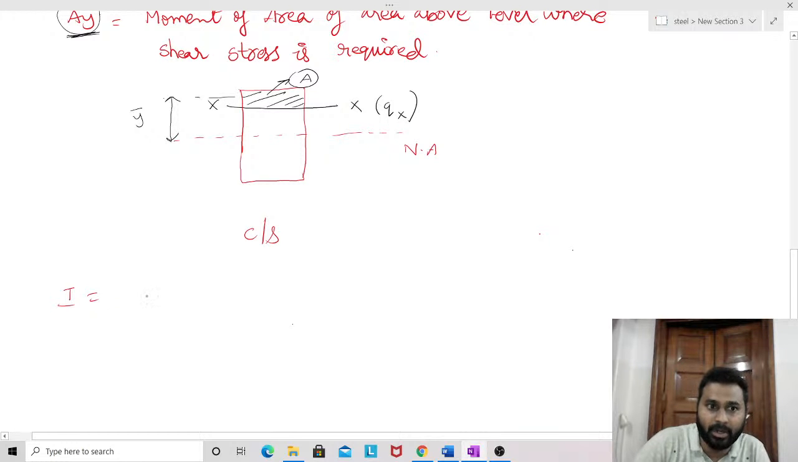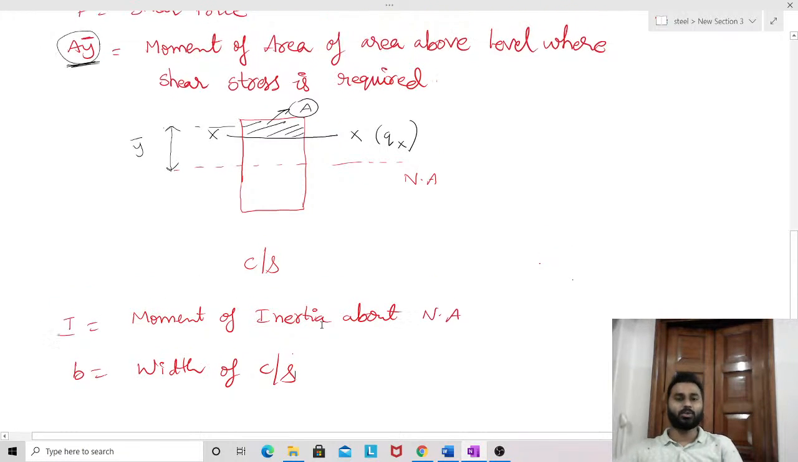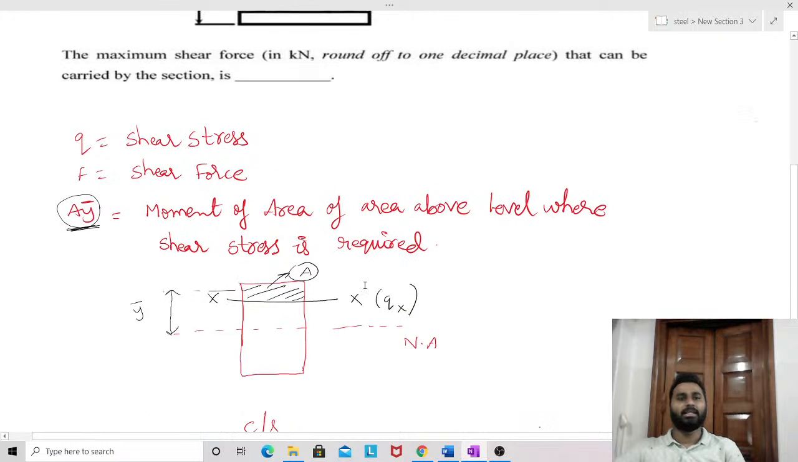I is equal to the moment of inertia, moment of inertia about the neutral axis. Undoubtedly it is about the neutral axis, right? Now b is equal to the width of the cross section. Clear? So these are the terms. Once go through these terms. As I said, this was the formula.